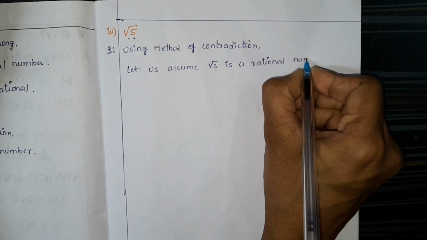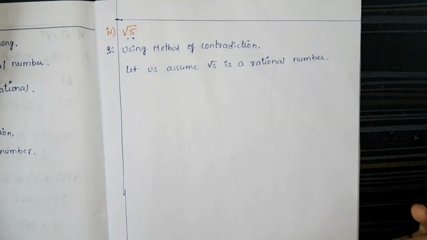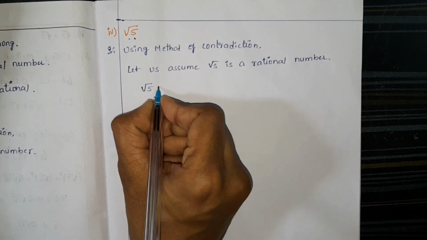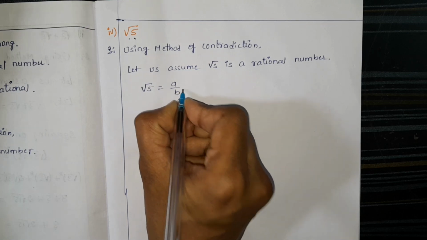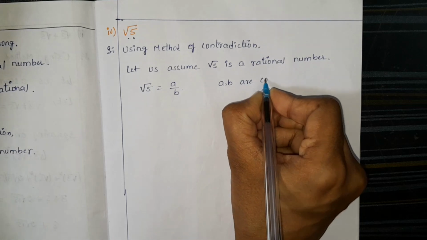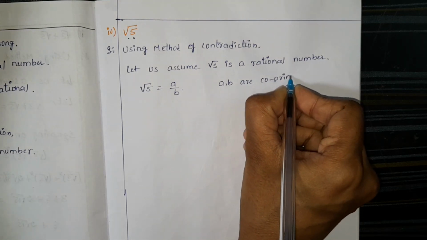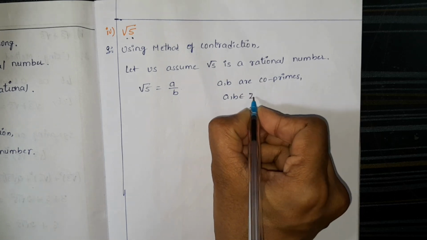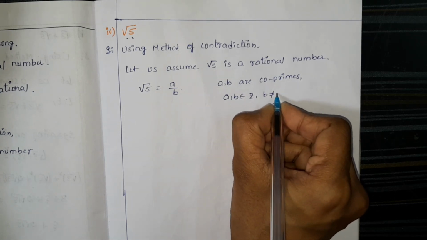Rational number means root 5 equals a by b, where a, b are co-primes and a, b belong to Z, where b is not equal to 0.